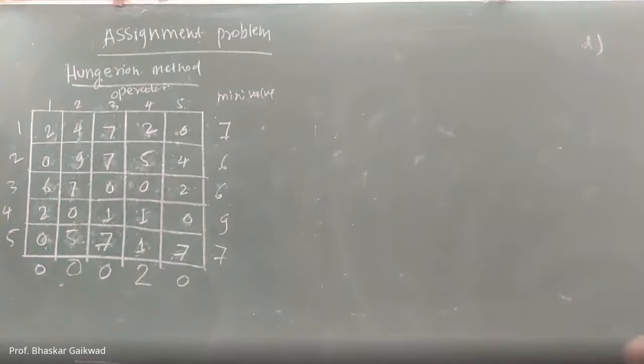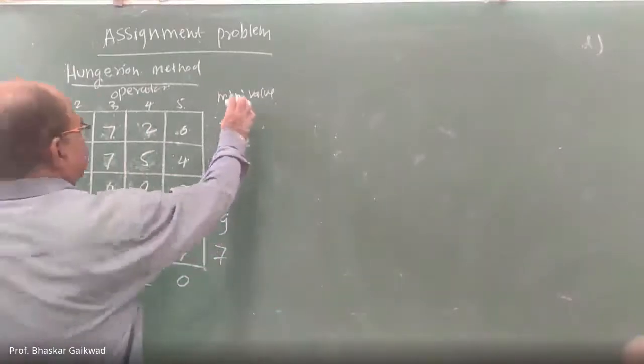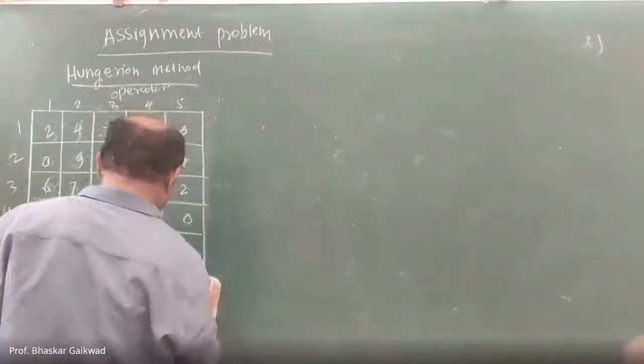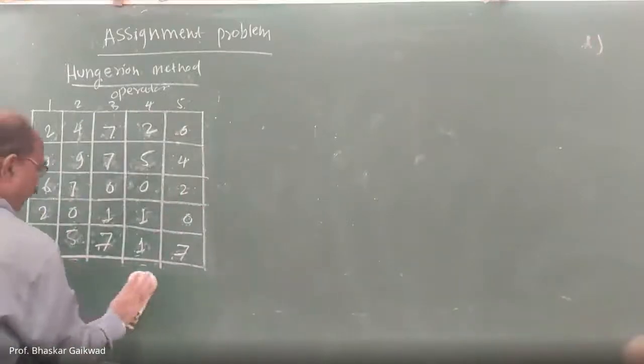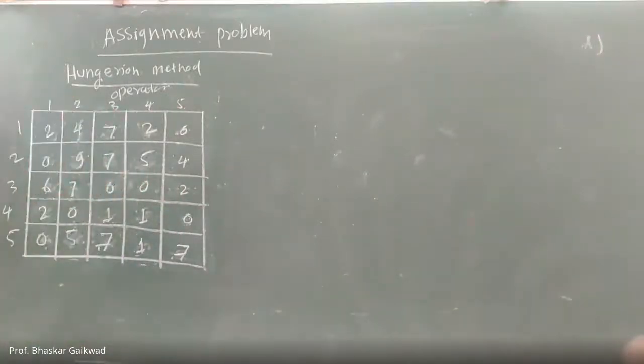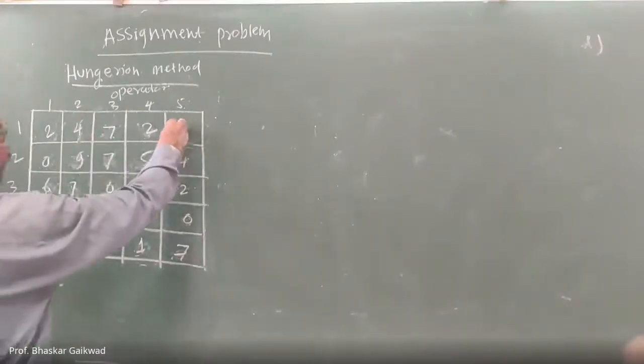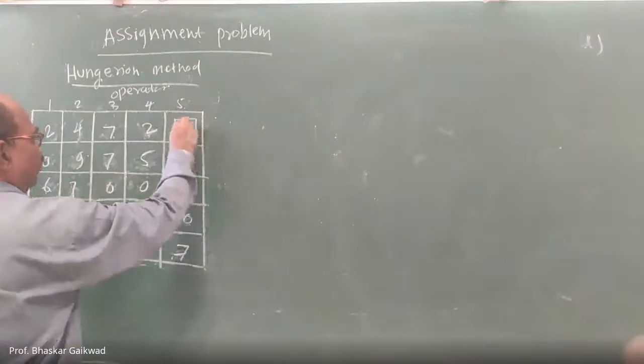Now we have to go for scanning, row scanning and column scanning. So first of all, at 1 0 we can draw a vertical line. It is 1 0, draw vertical.